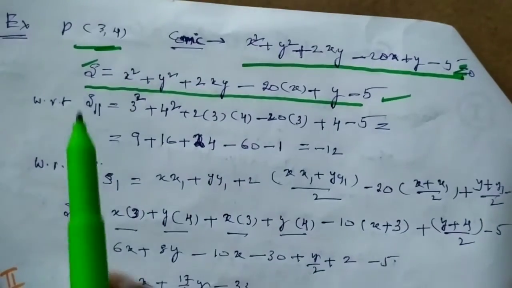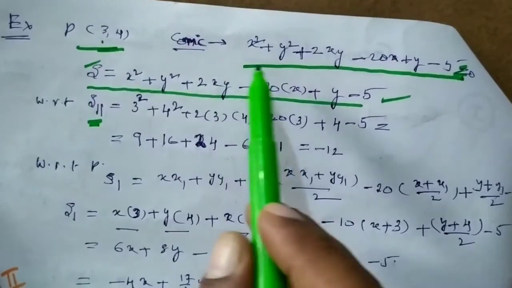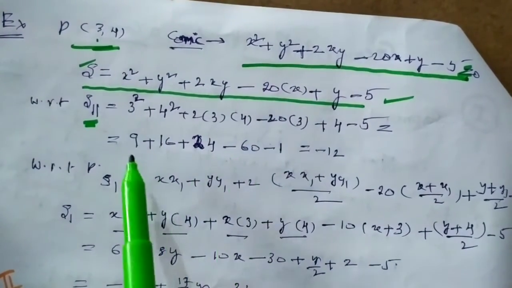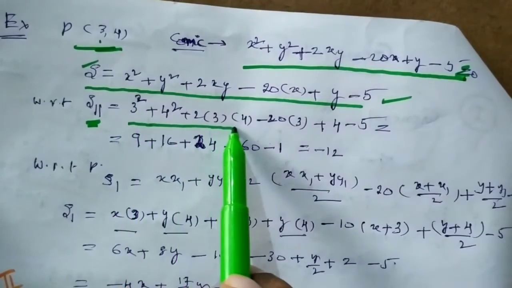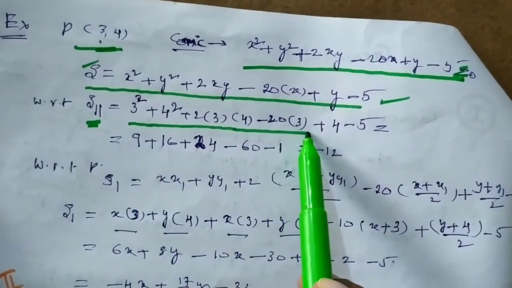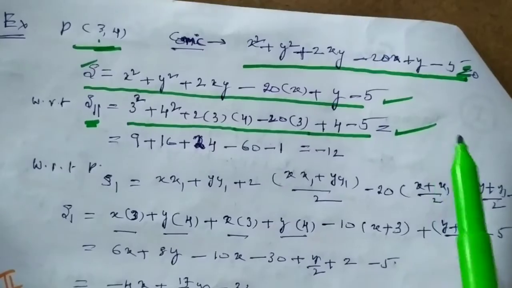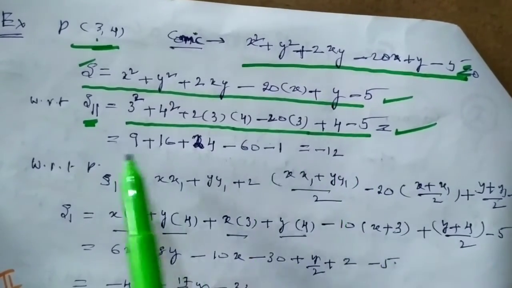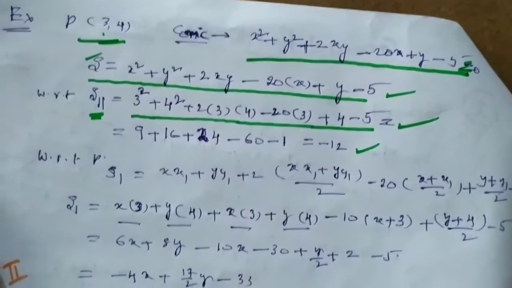To find S11, we substitute (3, 4) in the given equation. So we will get 3 square plus 4 square plus 2 into 3 into 4 plus 20 into 3 plus 4 minus 5. Only this expression. By simplifying, you will get minus 12.